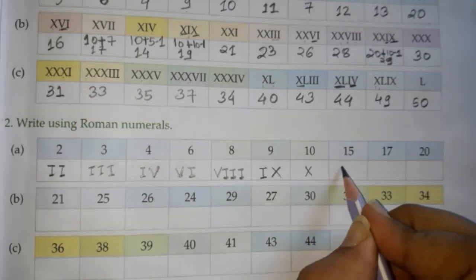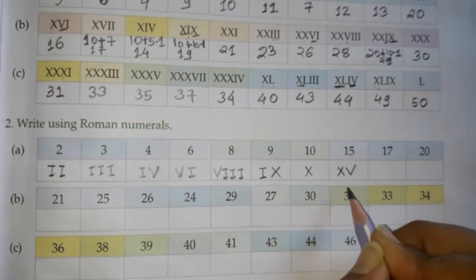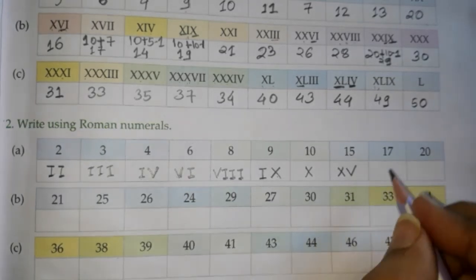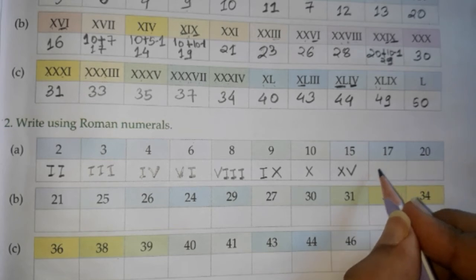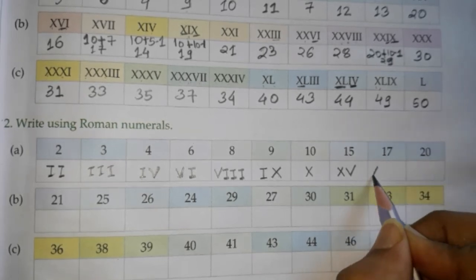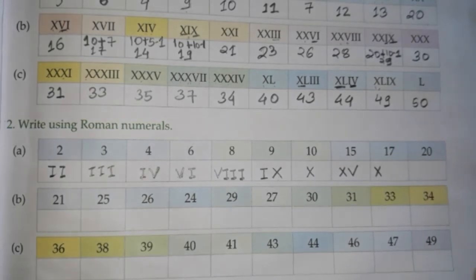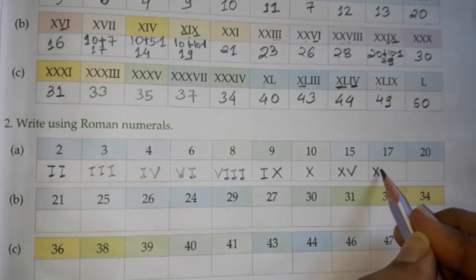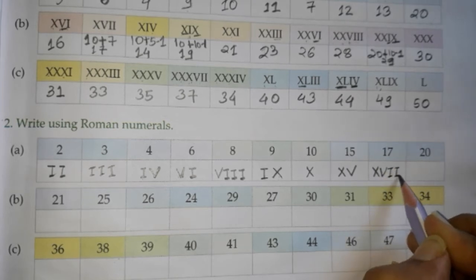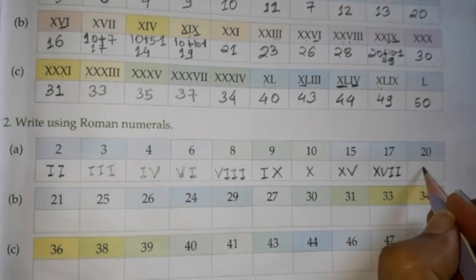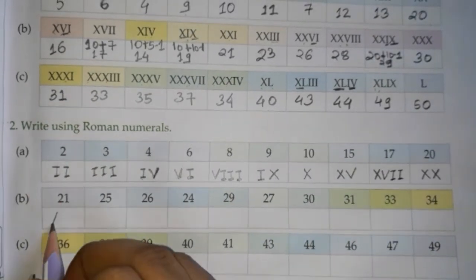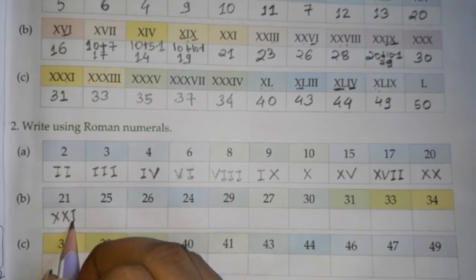15, X means 10 and V means 5, and I'm writing V to the right of X, and so they will get added. 17 is 10 plus 7. 10 is X. 7, we can write here V means 5, VI means 6, VII means 7. 17. 20 can be written as XX. 21 can be written as XXI.